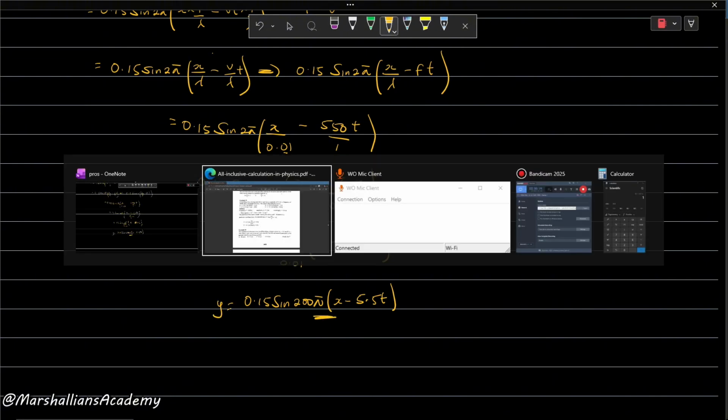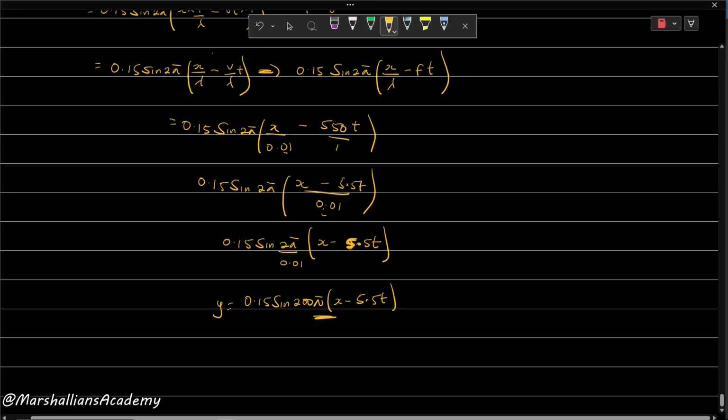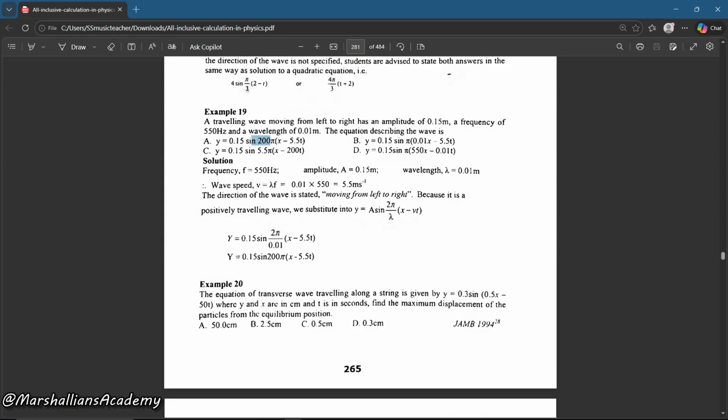And let's see. 0.15 sine 200 pi. Is there anything with 0.15 sine 200 pi? Okay, this is part. Is that what we have? Yes, this is the correct answer.